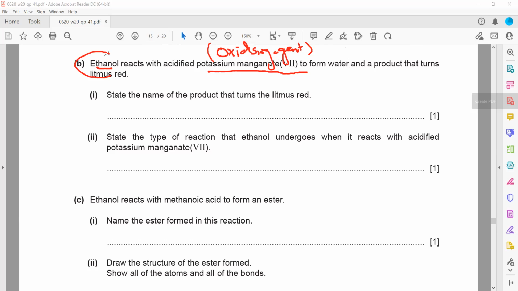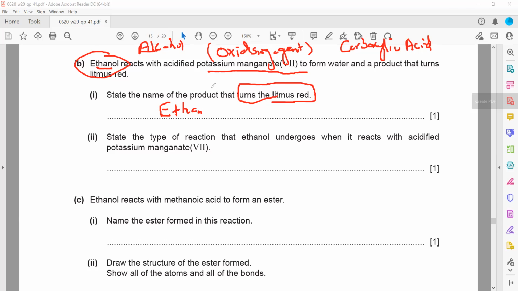So remember, whenever we have alcohol and we use an oxidizing agent, potassium manganate 7, it will convert alcohol into carboxylic acid. So oxidation of alcohol results in the formation of carboxylic acid. State the name of a product that turns the litmus red. Litmus turning red means it is an acidic substance, and which acid will be produced? If we have ethanol, it will produce ethanoic acid. If it was propanol, it will produce propanoic acid. So the product which turns litmus red is ethanoic acid.